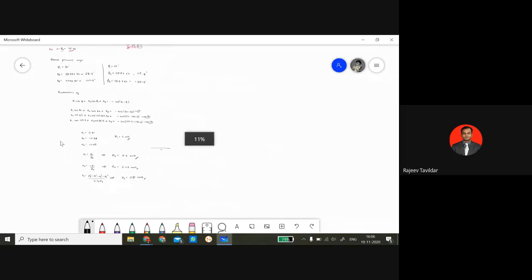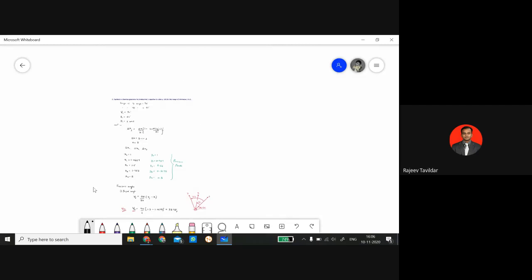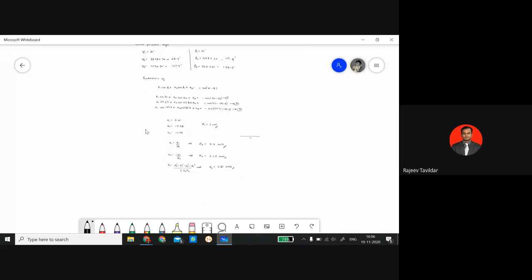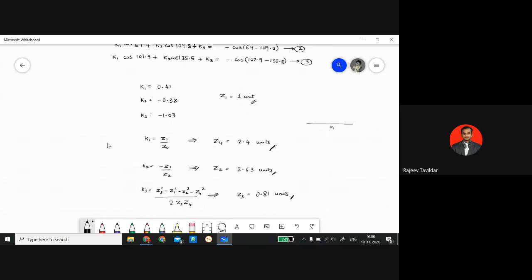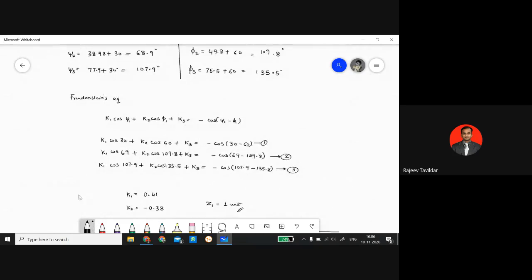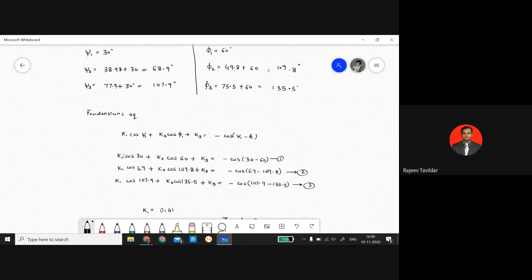Because this completes the Freudenstein part. We have done the crank rocker as well as the slider crank mechanism. If you want, I can still solve another two problems, but the method and procedure is still going to remain the same. At the end, you should get these values, that is the precision angles. If you can get these precision angles, then all you have to do is put them in Freudenstein's equation and get the constants k1, k2, k3, and then the link lengths z1 to z4. So there isn't much twist or turn in this concept of Freudenstein's equation.